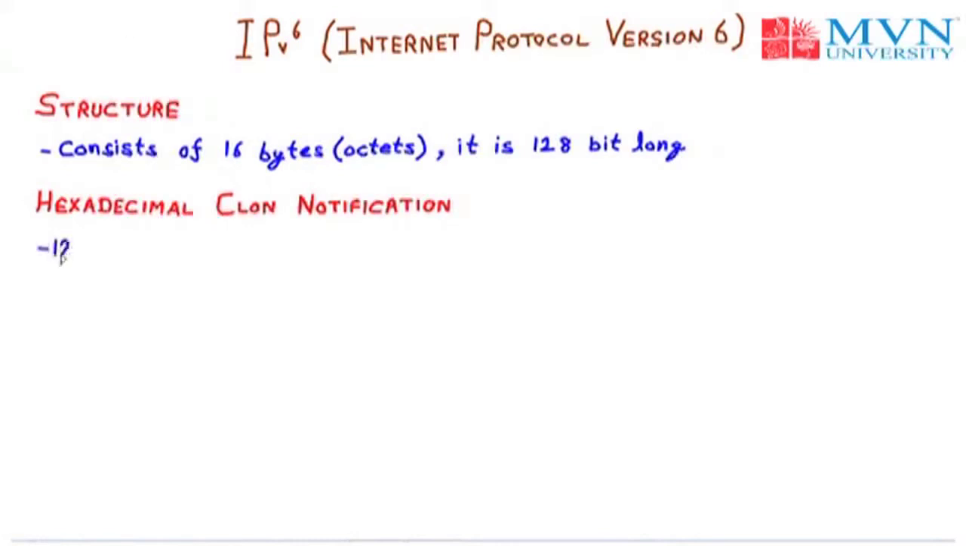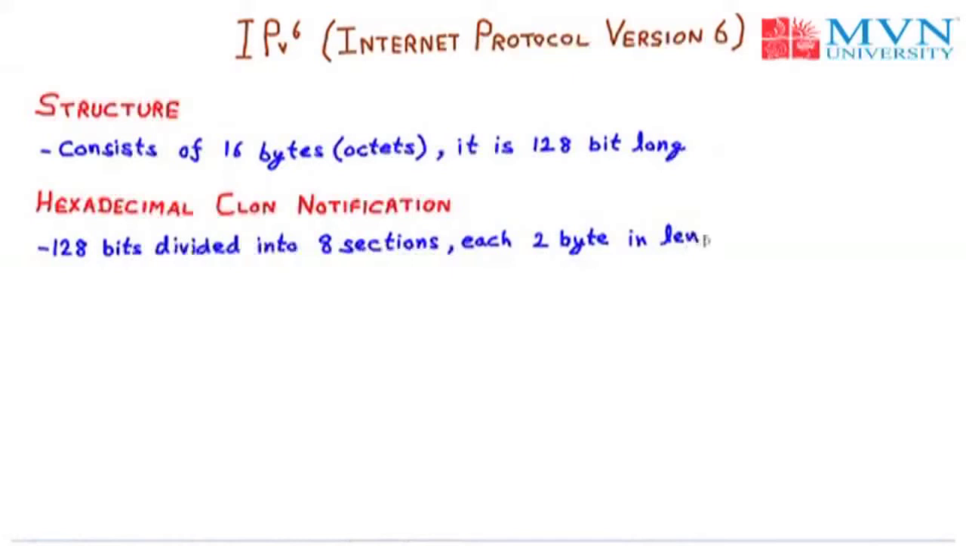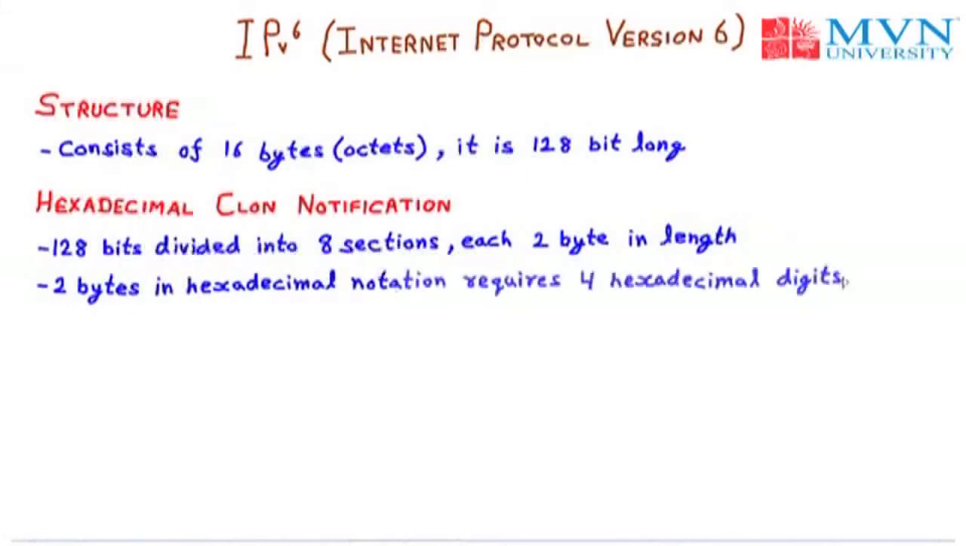The IPv6 address is 128 bits and is divided into 8 sections, each 2 bytes in length. And for 2 bytes in hexadecimal notation, we require 4 hexadecimal digits. So now the IPv6 address consists of 32 hexadecimal digits, with every group having 4 digits, separated by a colon. So that means 128 bits is equal to 16 bytes, and as we have blocks of 2 bytes, we require 32 hex digits. Now to understand the hexadecimal colon notation, let's take the diagram.